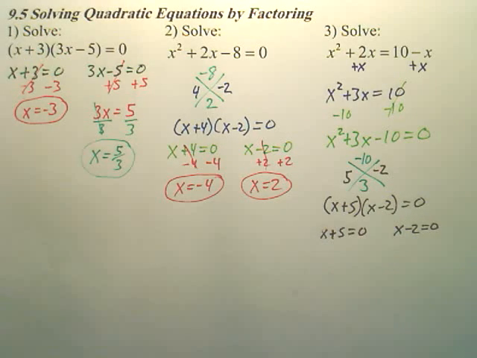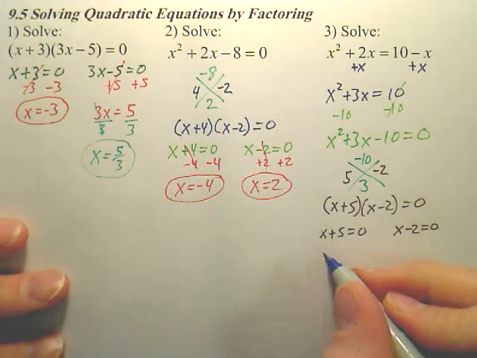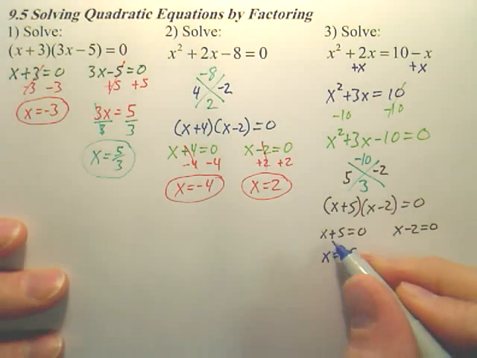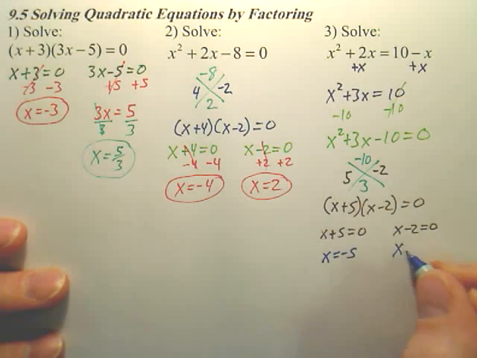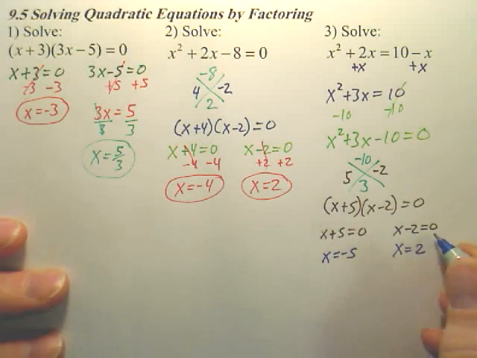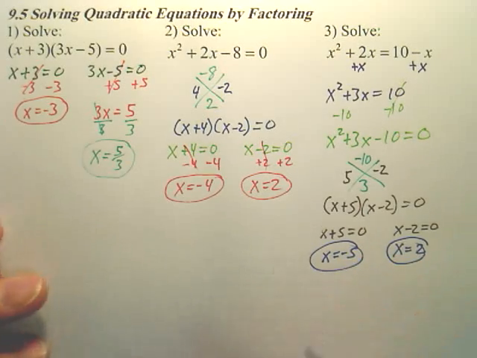And hopefully by now you can just look at this and go, oh, this one's -5, because -5 plus 5 is 0. And this one's 2, because 2 minus 2 is 0. There's your two answers. Most of these kinds of problems have two answers.